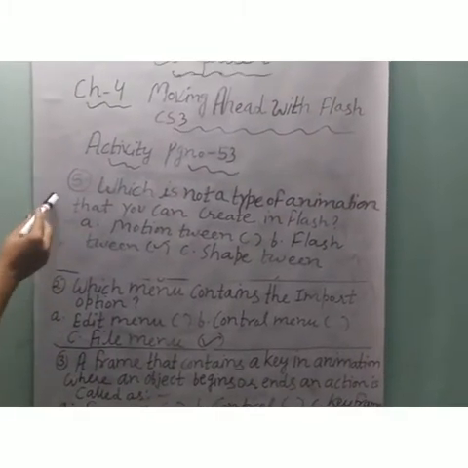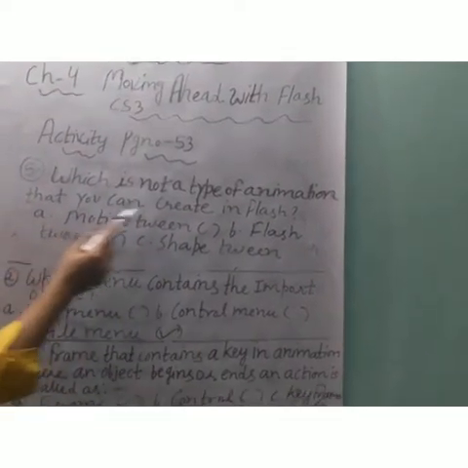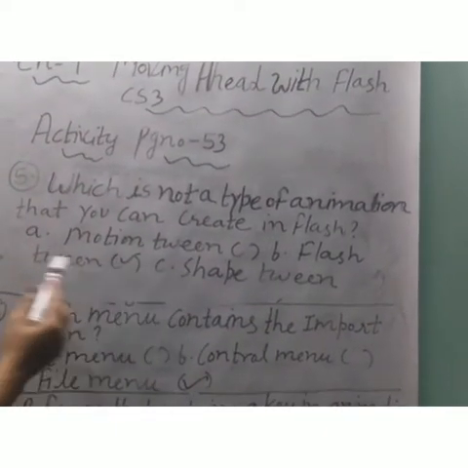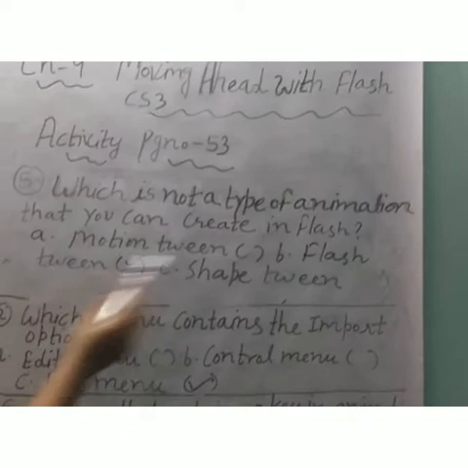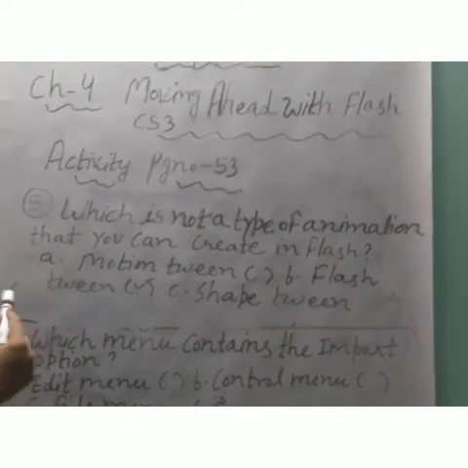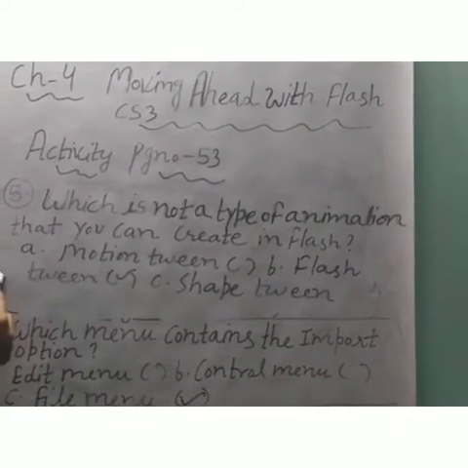Students, the last question, your fifth: which is not a type of animation that you can create in Flash? Motion tween, Flash tween and shape tween. So which one is correct, students? Correct is Flash tween. So complete all the multiple choice questions 1 to 5 properly. Fill them in your book.